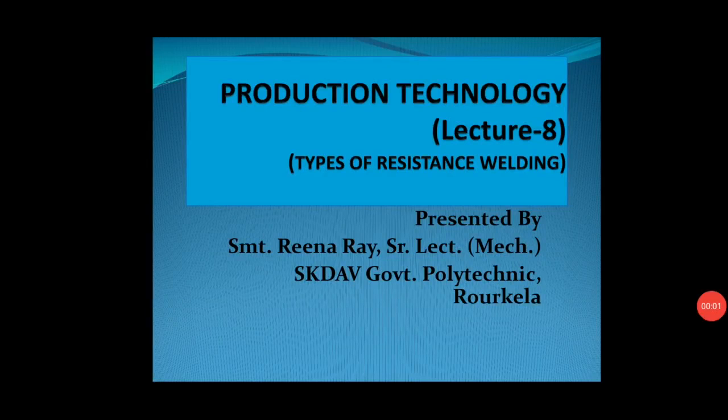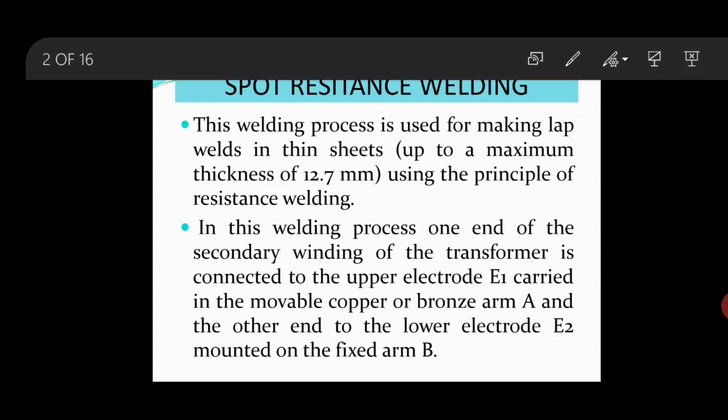Good evening, students. Today we will discuss types of resistance welding. In the last video, we discussed the principle of resistance welding and just the names of the various resistance welding types. So first is spot resistance welding. This welding process is used for making lap welds.